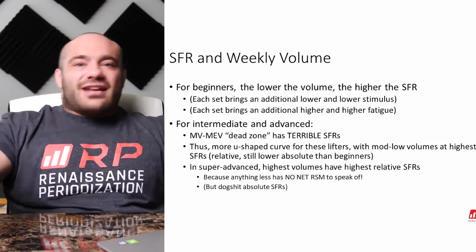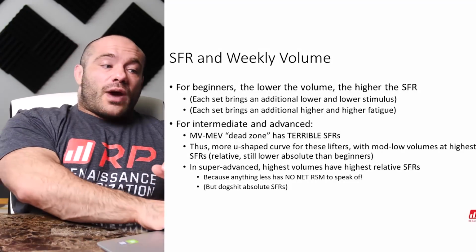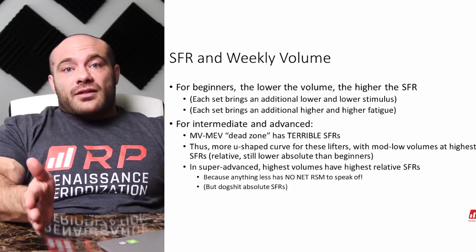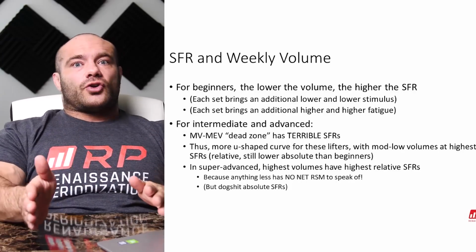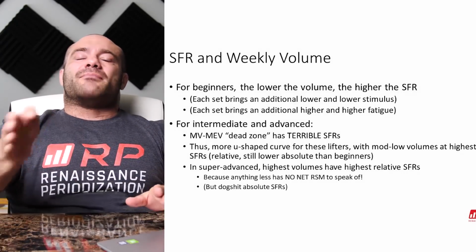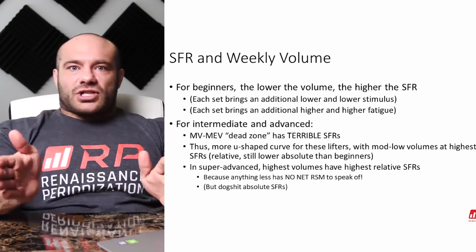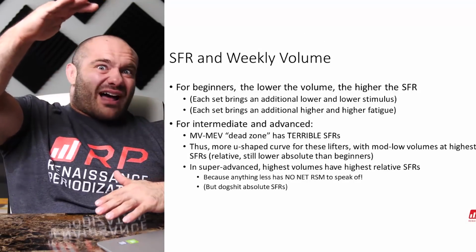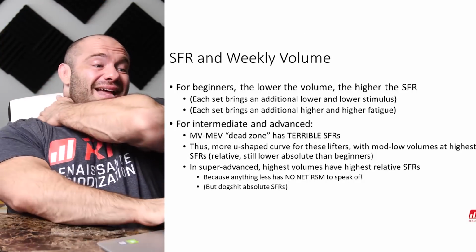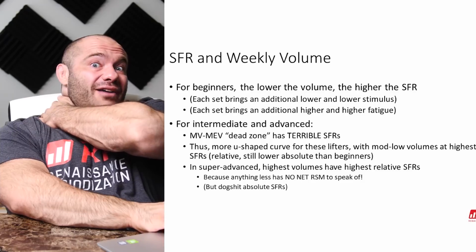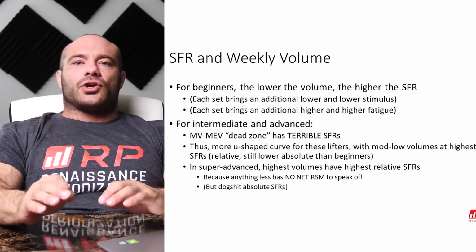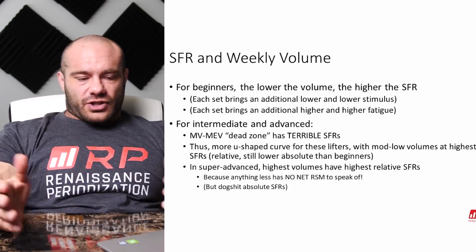So it doesn't hit any of the boxes, right? So when you're intermediate, the best SFRs don't actually occur at the lowest volumes. They occur at volumes just above your minimum effective. And when you're advanced, super advanced, they also occur just above minimum effective, but your minimum effective is now real high. So for super advanced athletes, their best SFRs are actually at very high volumes because nothing short of those volumes is going to grow them. Pretty straightforward.